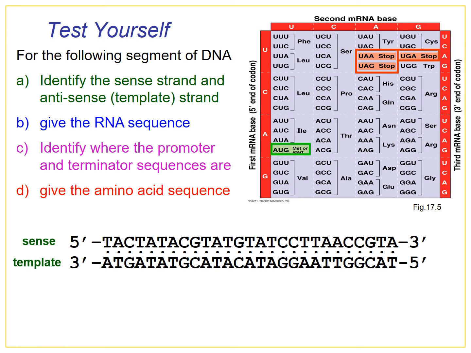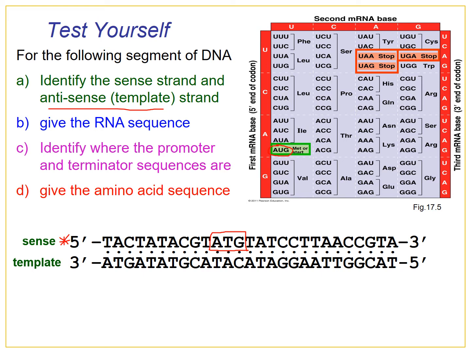So there we go, the sense strand and the template strand. Remember, template, antisense. You can use either terminology. So how do I know that this one is the sense strand? Well, I'm looking for the start codons. Remember the start codon is AUG or ATG. So take a look along here for an ATG, and there it is, ATG. So there's the start codon. That's how I know that this is the sense strand. So good job.